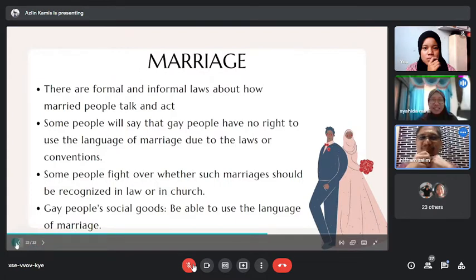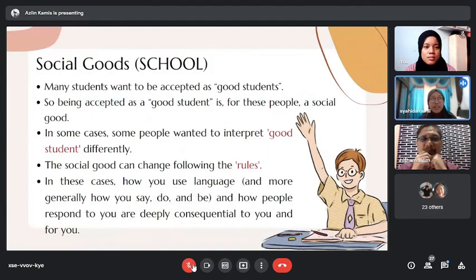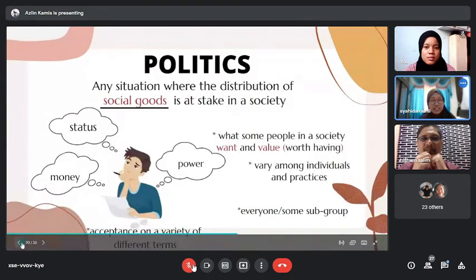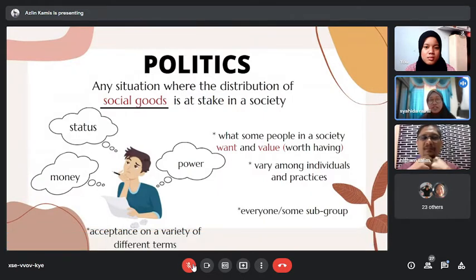Okay, all right. Based on what I read, social good, as I said here on the slide, is something that some people in a society want and value. Within the society, there must be something, for example, status or power or money, that they want, that they value. So people are actually fighting for it. Some people will think that status is their social good compared to power. Some people will think that power is social good. That's why the distribution of the social good or something that we value is at stake.